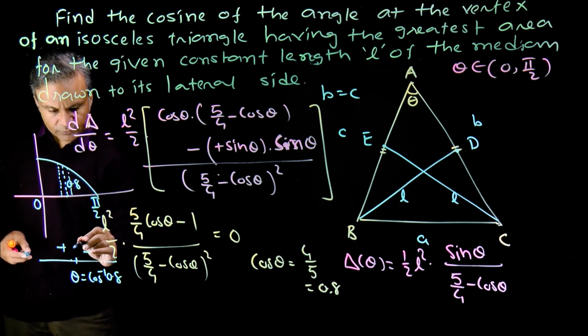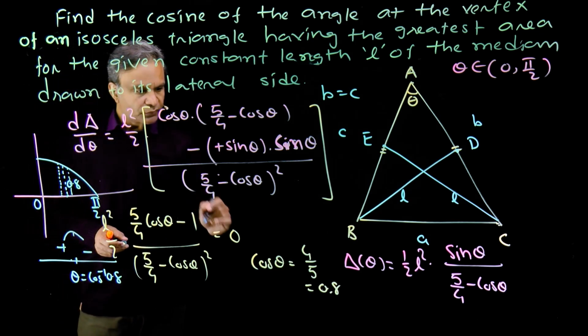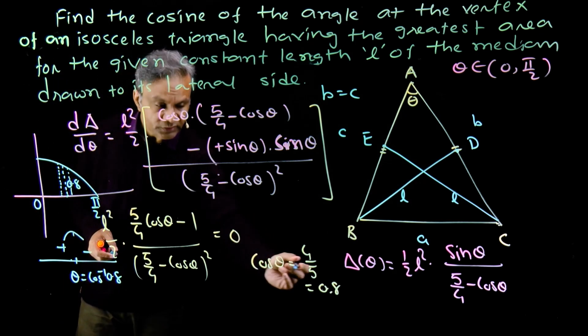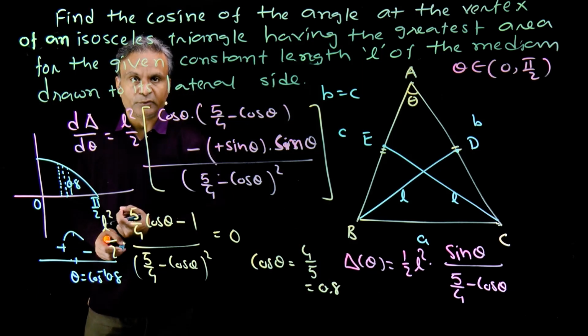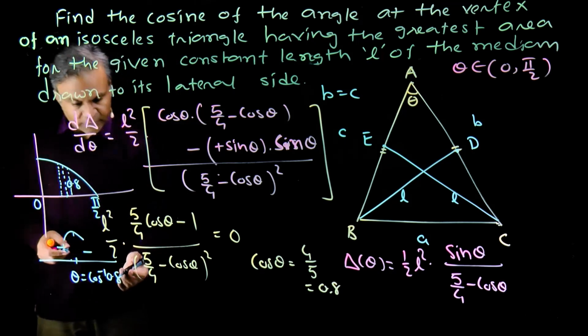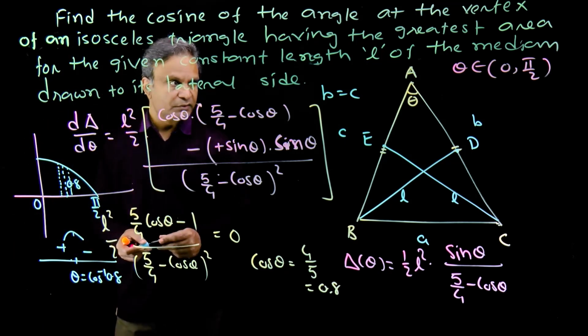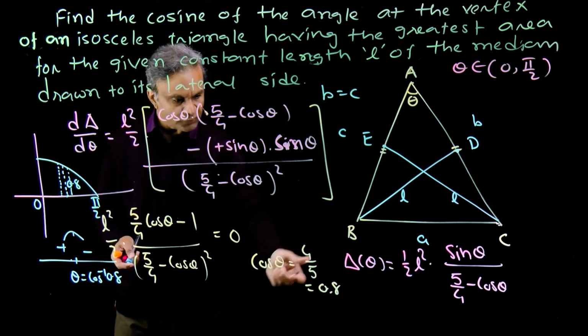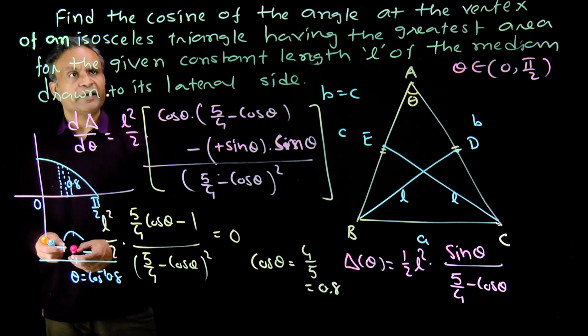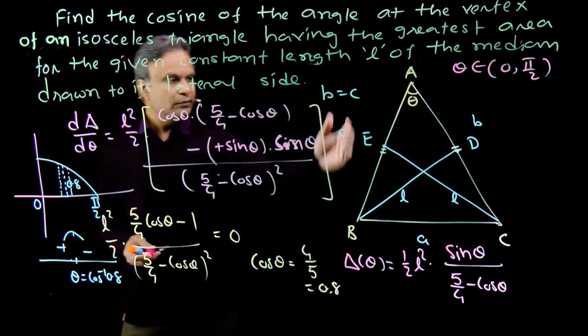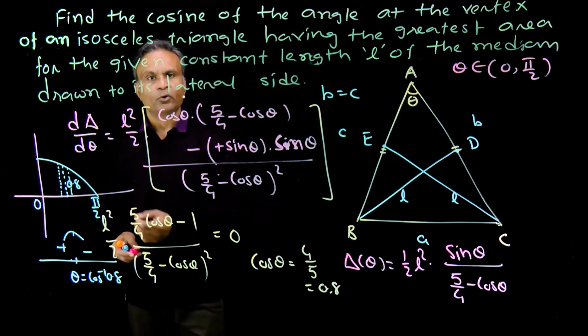That means the derivative is changing its sign from plus to minus, so for cos theta equal to 0.8, we will have the maximum value. This theta will be the point of maximum. So the value of cos theta is 0.8. The question asks us to find the cosine of this angle. So the cosine of this angle is 0.8.